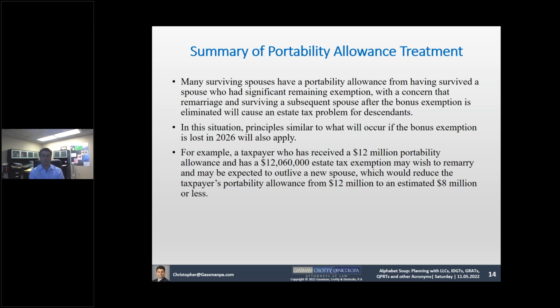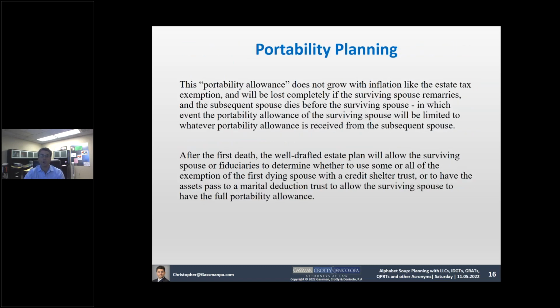Now, that's kind of a good safety net, but because portability doesn't grow with inflation like the estate tax exemption does, and possibly can be lost if Sophia remarries down the road, it's usually not a good idea to rely on portability. Nevertheless, it's there as kind of a safeguard.